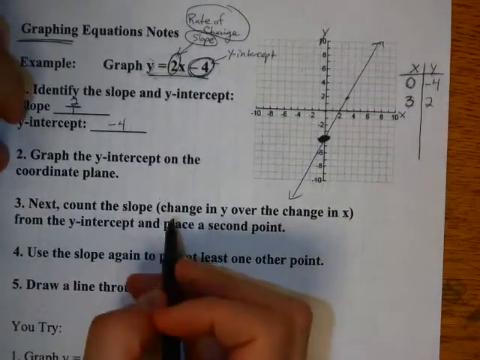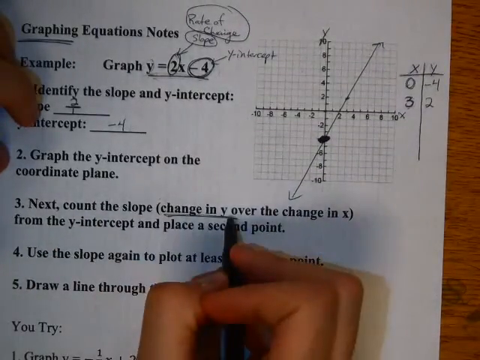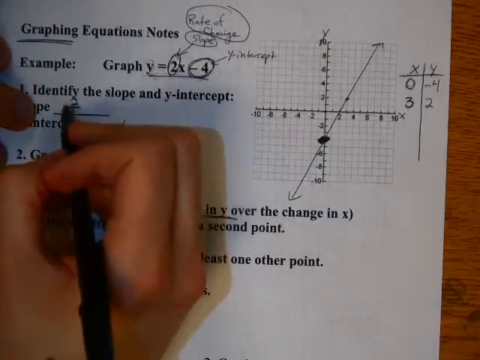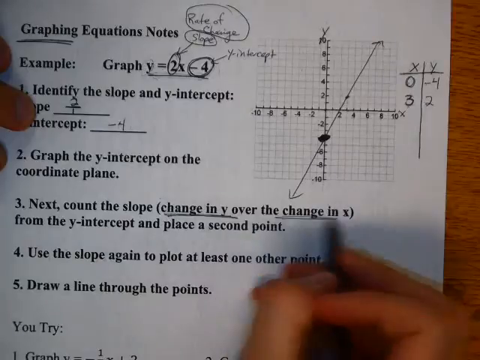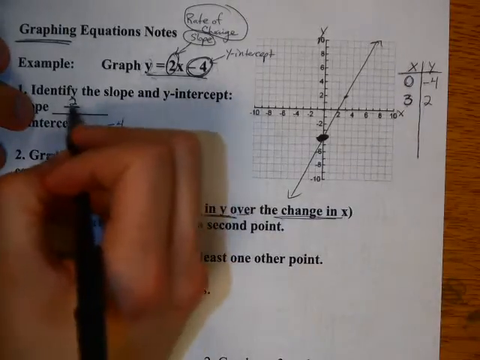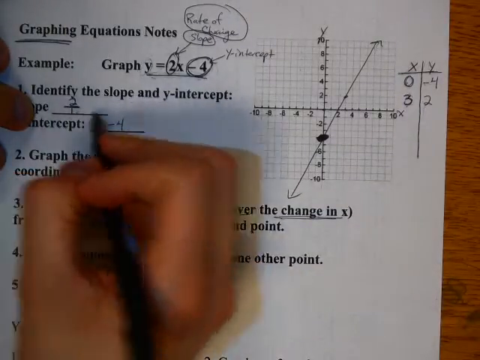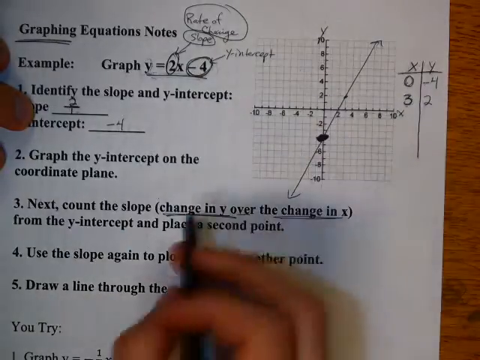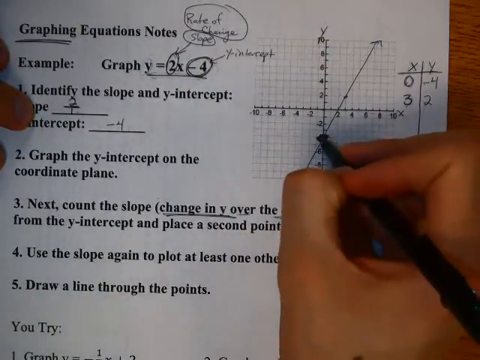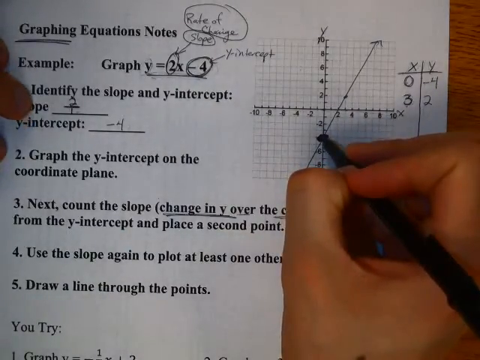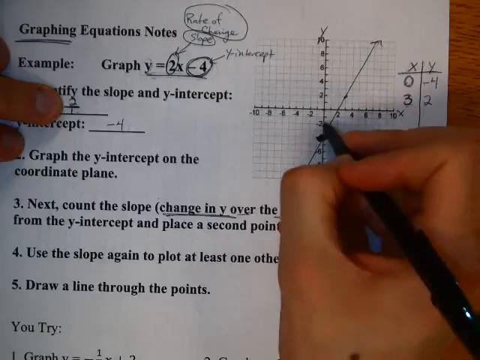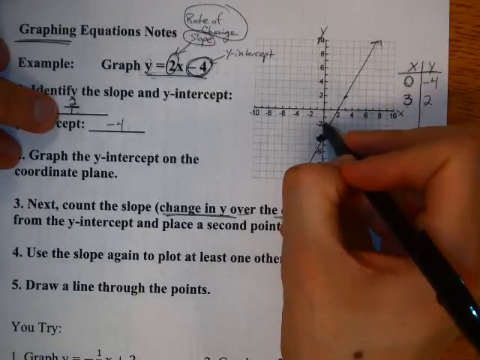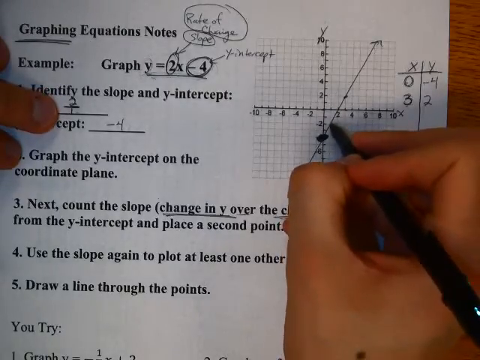Next, we're going to count the slope, which is the change in y. So this top number here is going to be how the y changes over the change in x. So this bottom number is how the x changes. So we're going to start here at the y-intercept, negative 4. Change in y is positive 2, so I'm going to change positive 2. 1, 2. The change in x is positive 1, so I'm going to go over positive 1.